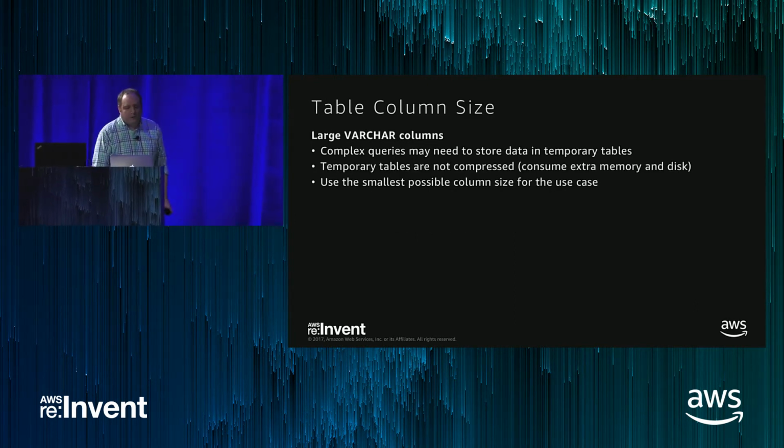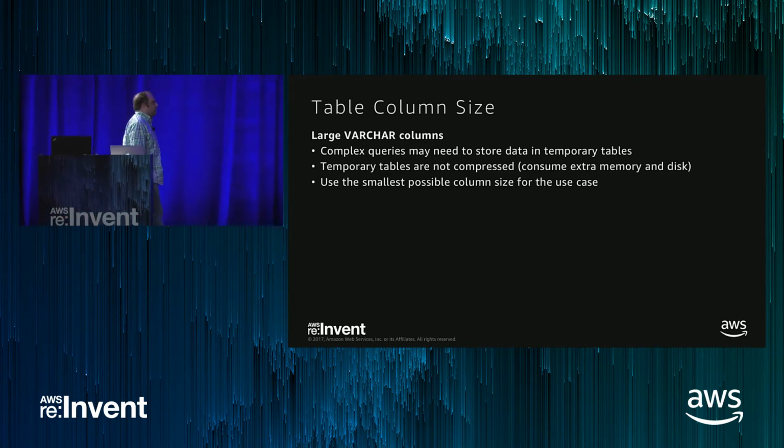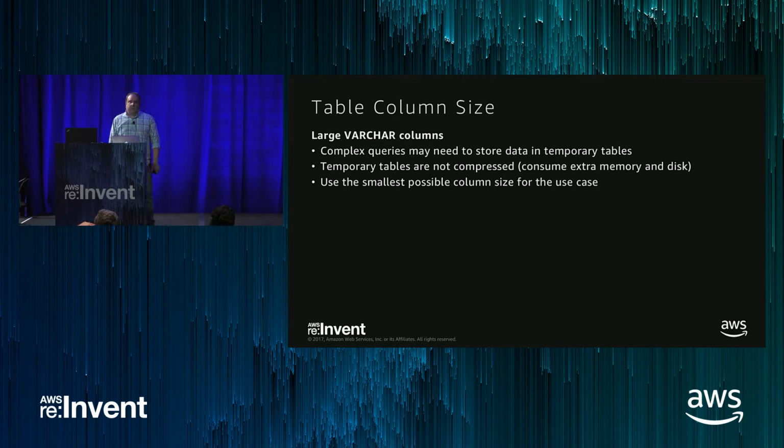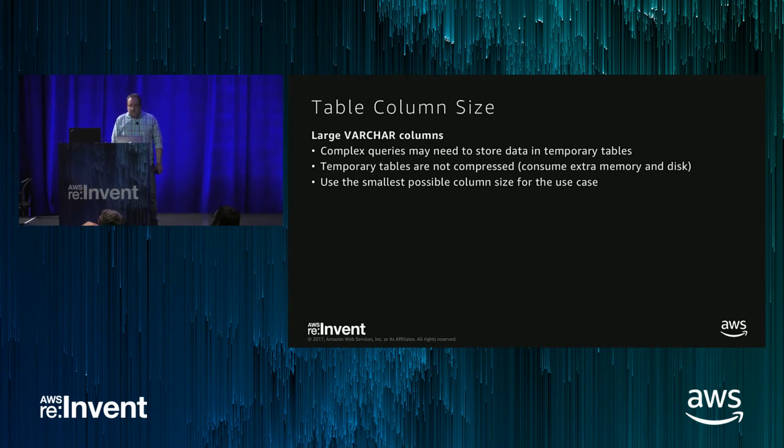Next thing I want to talk about is VARCHAR columns. Some of the best practices we have there: some people think it's best practice to use the maximum size just so you don't have to do anything later. Use the smallest possible size you can. We compress data pretty well in Redshift so you don't have to worry about the large size. It has minimal impact on the size of the data tables.